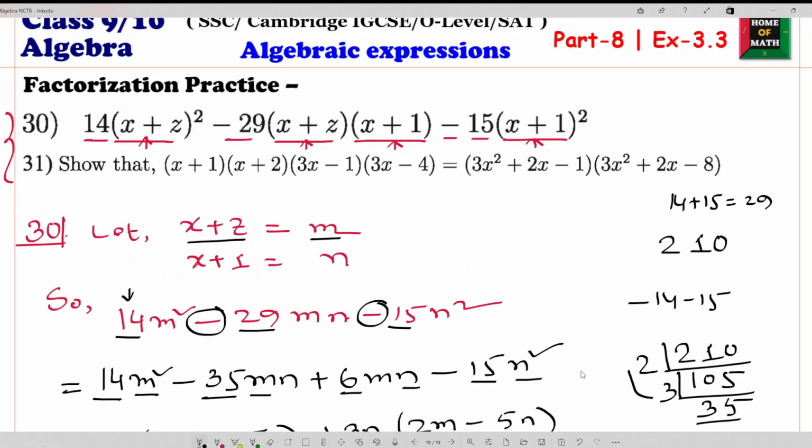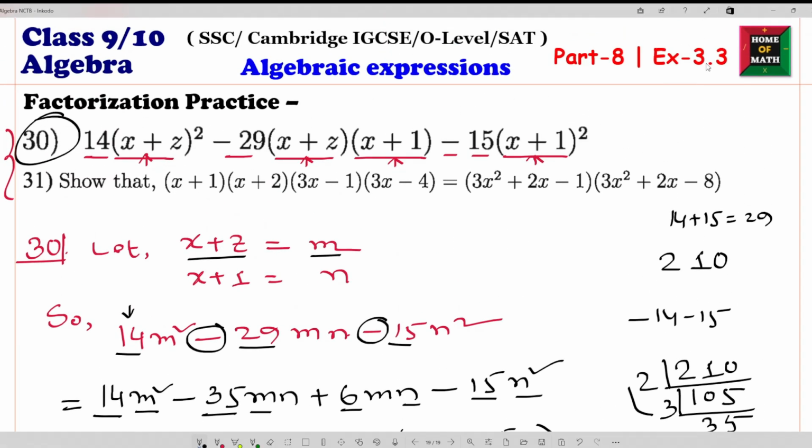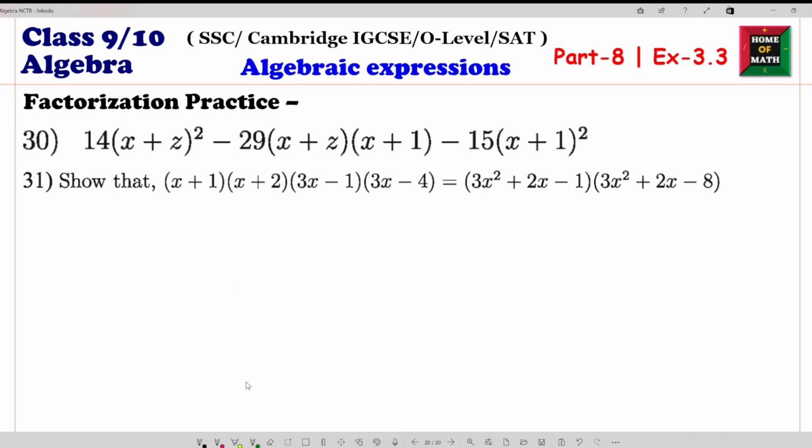Okay, so number 30 of this chapter 3.3, we are almost at the ending part. So the last math, which is 31, we are trying to solve now. 31: show that (x + 1)(x + 2)(3x minus 1)(3x minus 4) equals (3x square + 2x minus 1)(3x square + 2x minus 8).